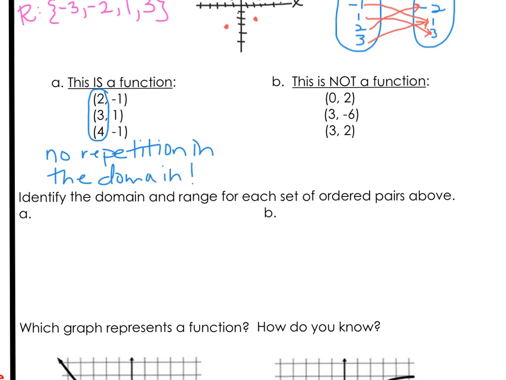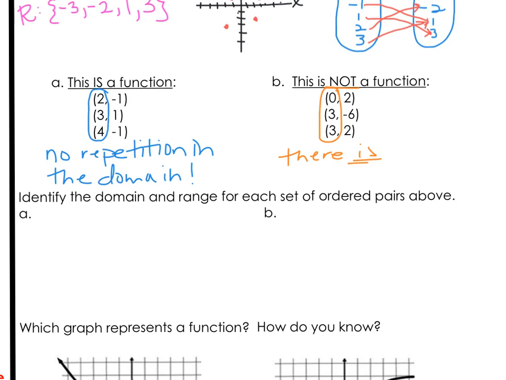That means each x value has a unique output. Over on the right, it's not the case. So on the right-hand side, if we look at our ordered pairs, I have 0 and 3, but then 3 repeats itself again, which means the same input has two different outputs. That's why this is not a function. There is repetition in the domain.